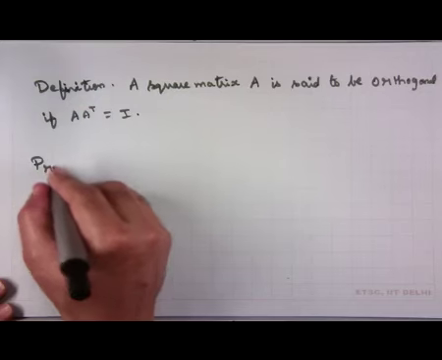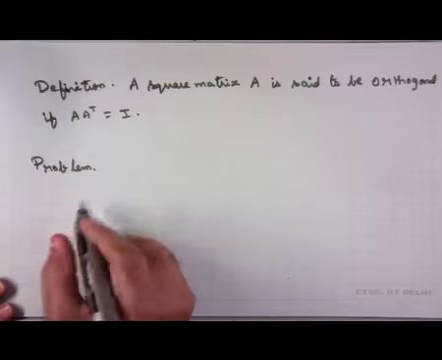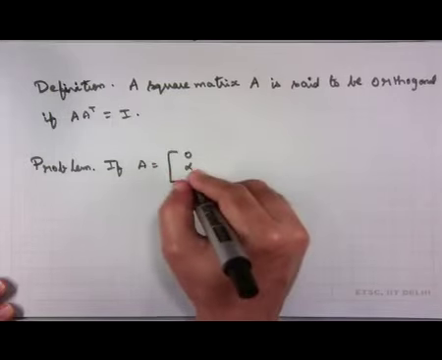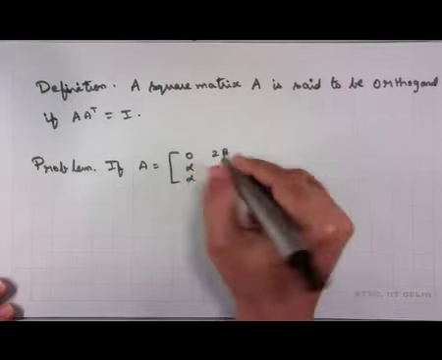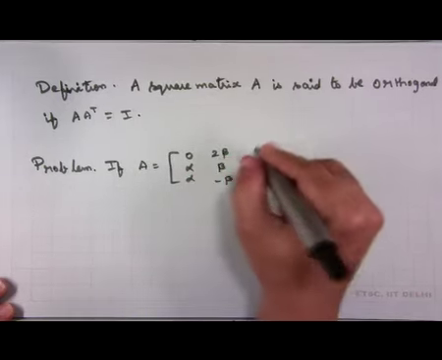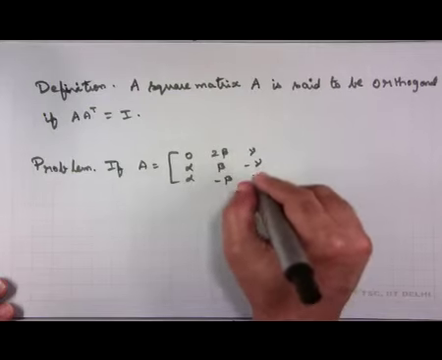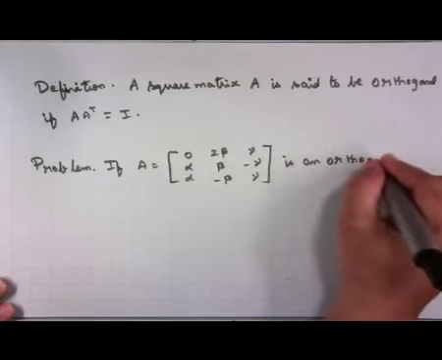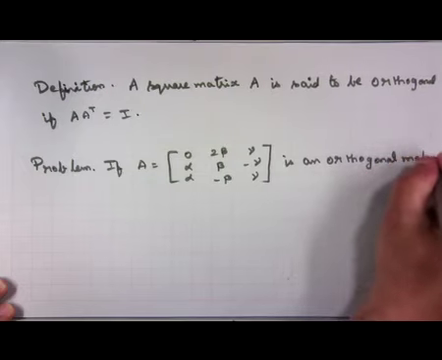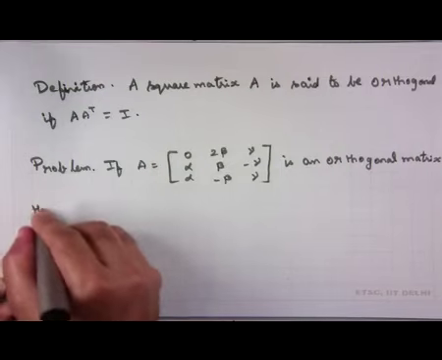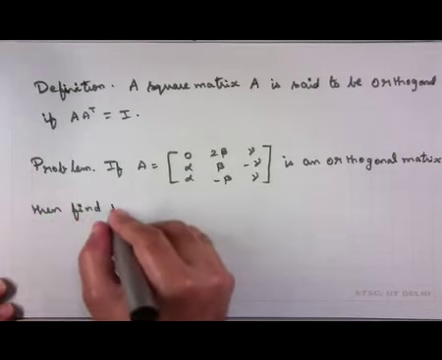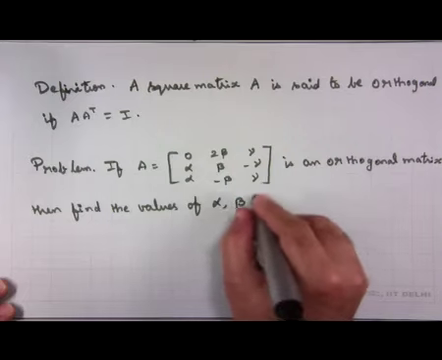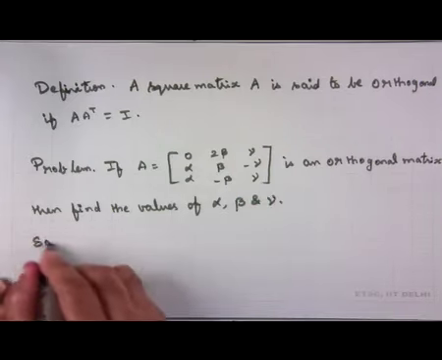Now, the next problem is: if A equal to [0, alpha, alpha; 2 beta, beta, minus beta; gamma, minus gamma, gamma] is an orthogonal matrix, then find the values of alpha, beta and gamma. Let us try to solve this.